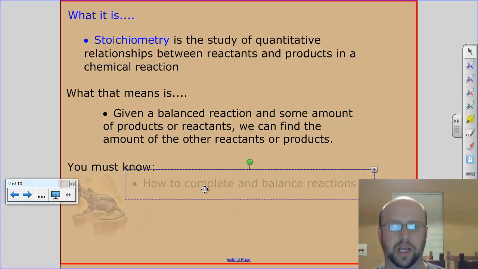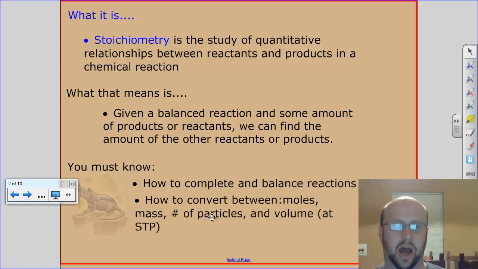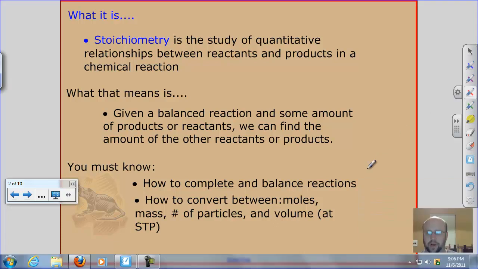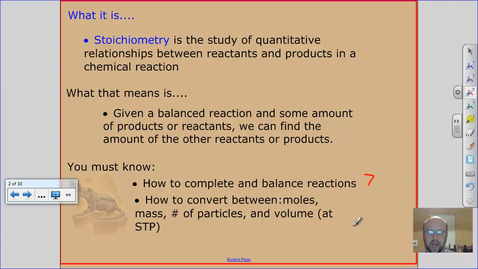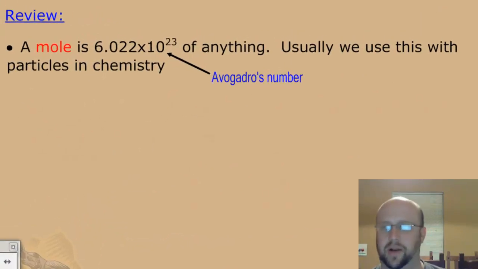So what things do we need to know? We need to know how to complete and balance reactions, and how to do mole conversions. Just as a quick refresher, if you don't remember, Unit 7 had balancing reactions, specifically, I believe that was 7.3. And Unit 3 is mole conversion. So if you need to go back and review that stuff, go check those out.